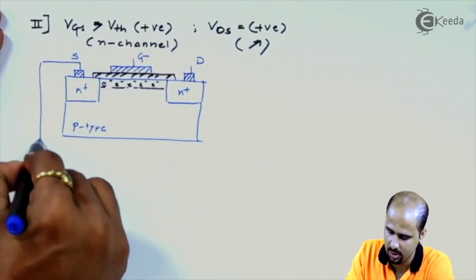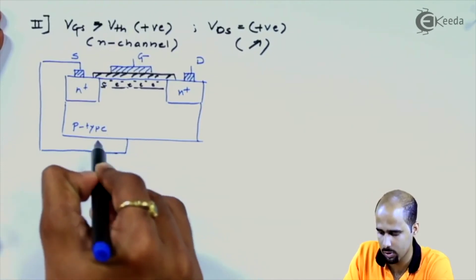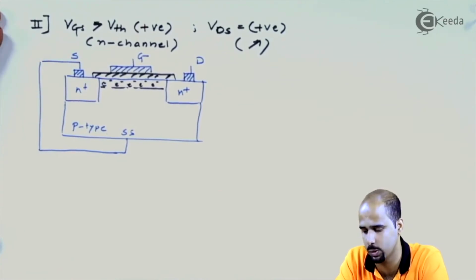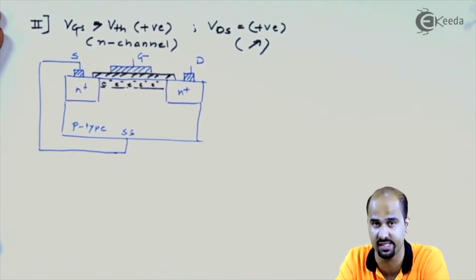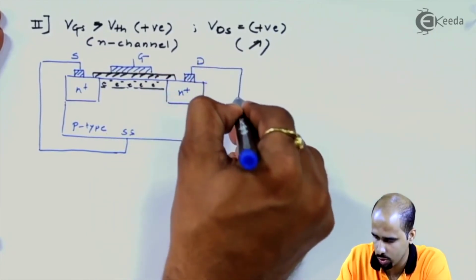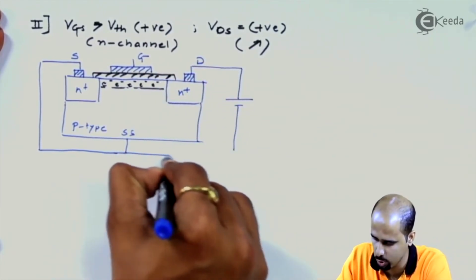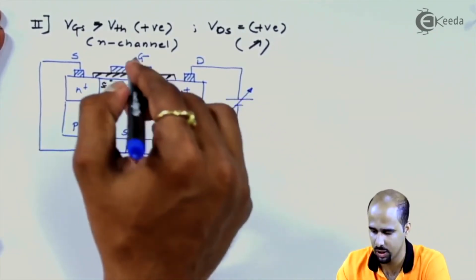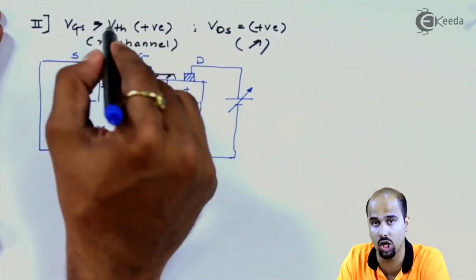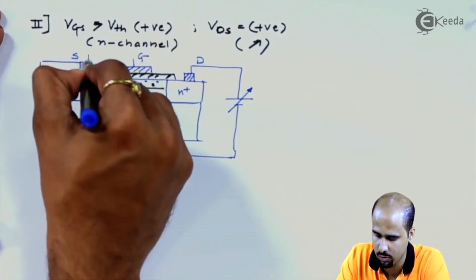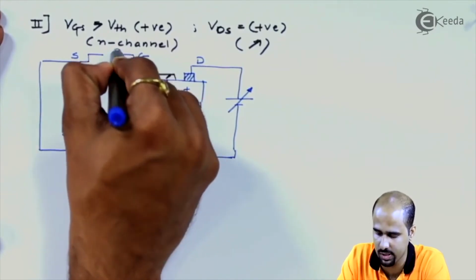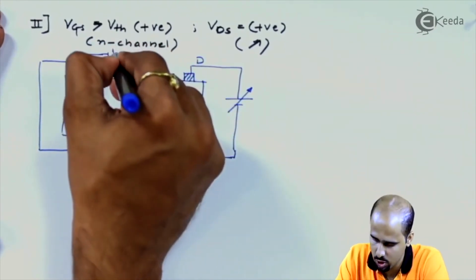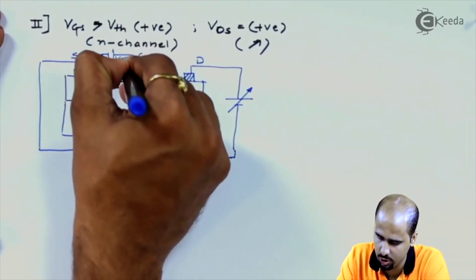Here we will keep S and SS shorted, so that whatever value of VDS we get is nothing but the value of VDSS. We will keep this value of VDS varying, but it is positive. We will keep the value of VGS constant and it is positive. So this is nothing but VGS.